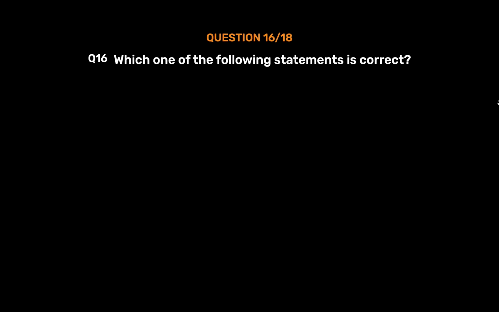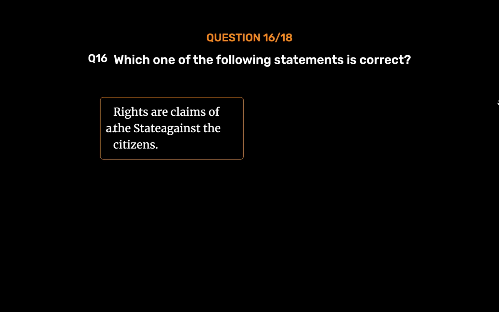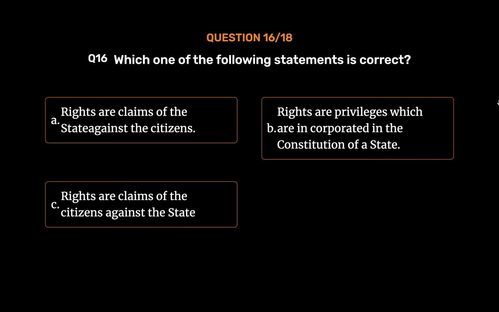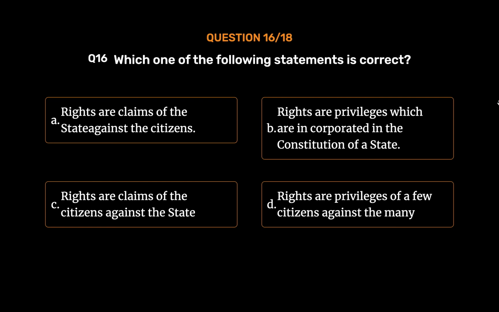Question number 16. Which one of the following statements is correct? Option A. Rights are claims of the state against the citizens. Option B. Rights are privileges which are incorporated in the constitution of a state. Option C. Rights are claims of the citizens against the state. Option D. Rights are privileges of a few citizens against the many. The correct answer is Option C. Rights are claims of the citizens against the state.